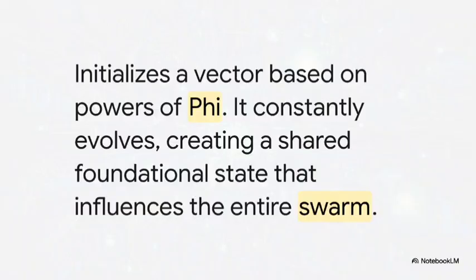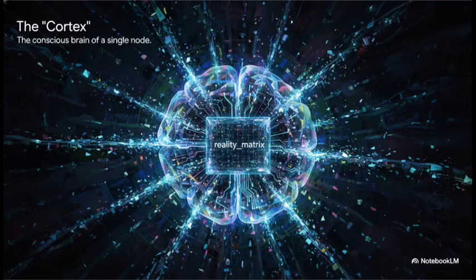The best way to think of it is as the swarm's collective unconscious. It's this shared mathematical foundation, all based on phi, that's constantly evolving and influencing every single instance out there. And building right on top of that, if the hive mind is the unconscious, then the cortex is the conscious, learning brain of each individual instance. This is the part that processes incoming data, updating what the code actually calls a reality matrix. It lets each part of the swarm perceive and react to its own little corner of the world.